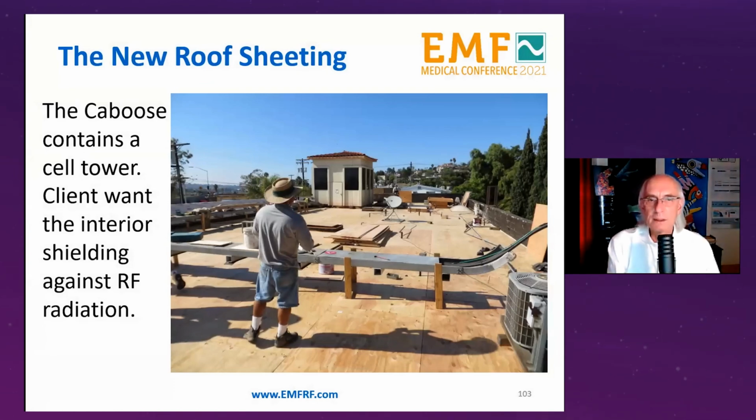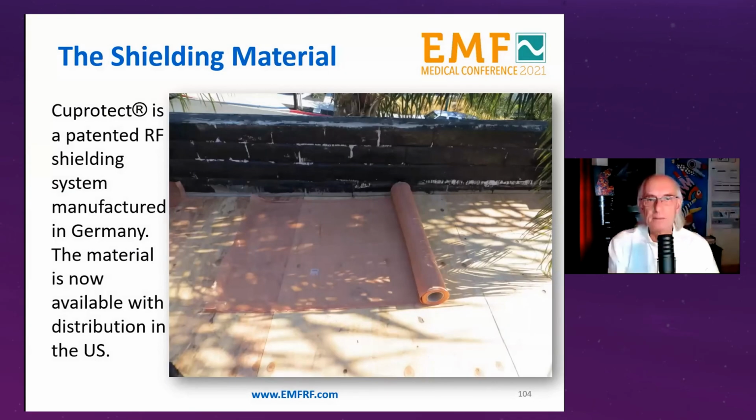How does that work? Just to give you an example, this is a commercial building. This caboose houses a cell site. So there's a tower in here with a lot of antennas on here. So this is just a fake house. The building owner had to replace his roof, and he thought it would be a good idea just to put a shielding membrane underneath it, so that his tenants are going to be protected from the RF exposure.